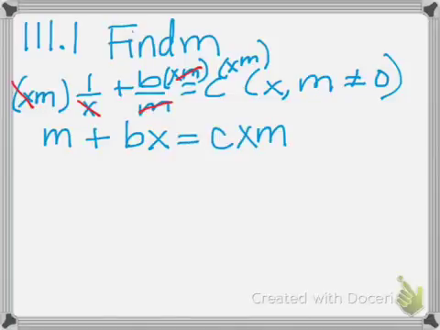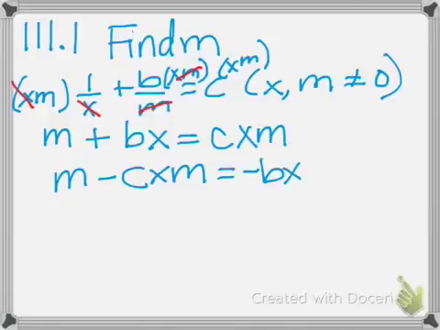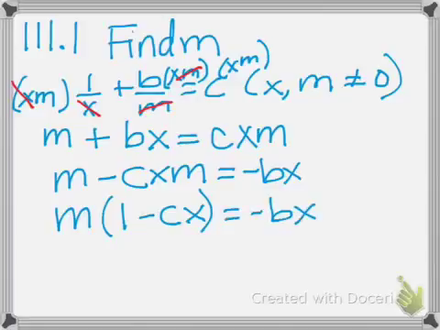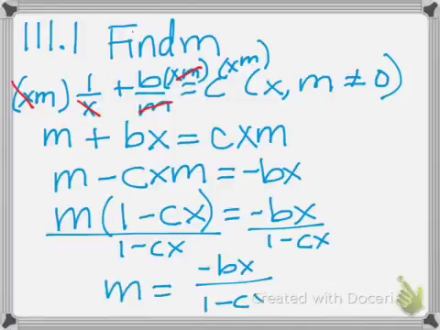And it says we're solving for m, so the first thing we need to do is get the m's together. So we'll subtract cxm, and then we'll subtract that bx, get it on the other side. So we have m minus cxm equals negative bx. Okay, now we need to pull that m out of both the m and the cxm. So when we pull that out, we get m times (1 minus cx) equals negative bx. And the very last step is we need to divide both sides by 1 minus cx. So our solution is negative bx over 1 minus cx.